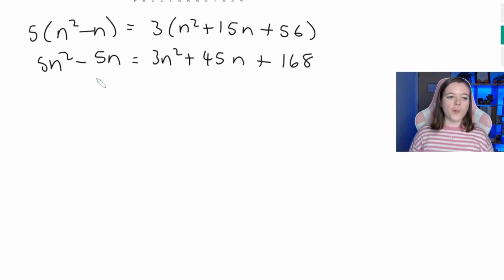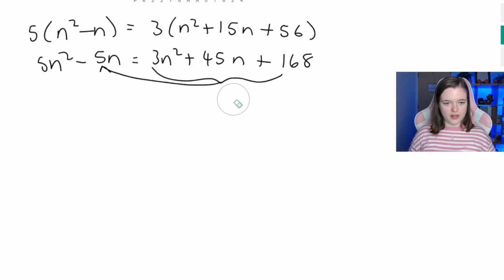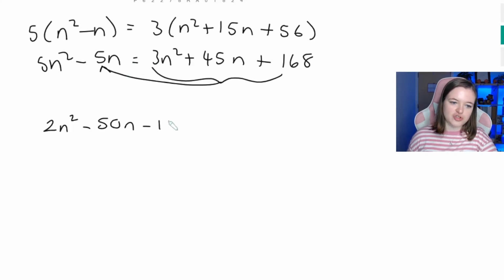Quadratics always have to equal 0. So what we're going to do from here is make this side equal to 0 because I want to keep my n squared positive. If I take this one over here, I'm going to get minus 2n squared, no good. So I'm going to take all of that over there. Okay, so then I'm going to do 5n squared minus 3n squared. That's 2n squared. Then we're going to do minus 5n minus 45n, minus 50n. And then take that from nothing, which is minus 168.